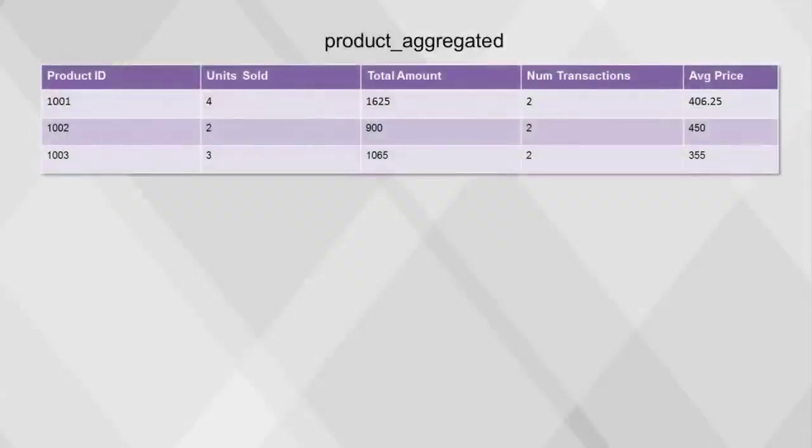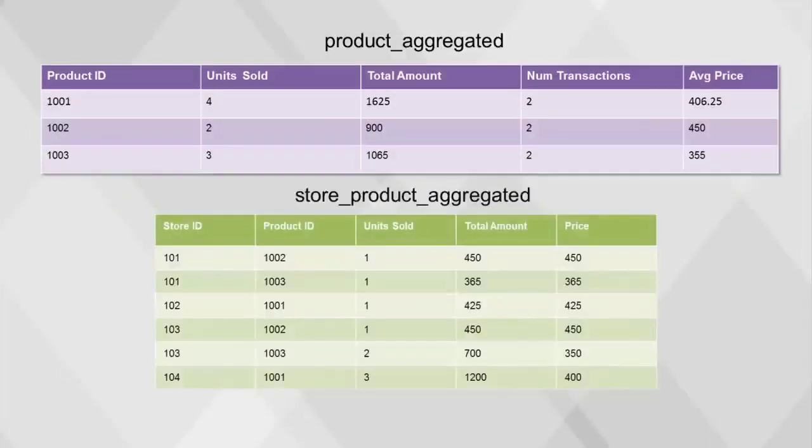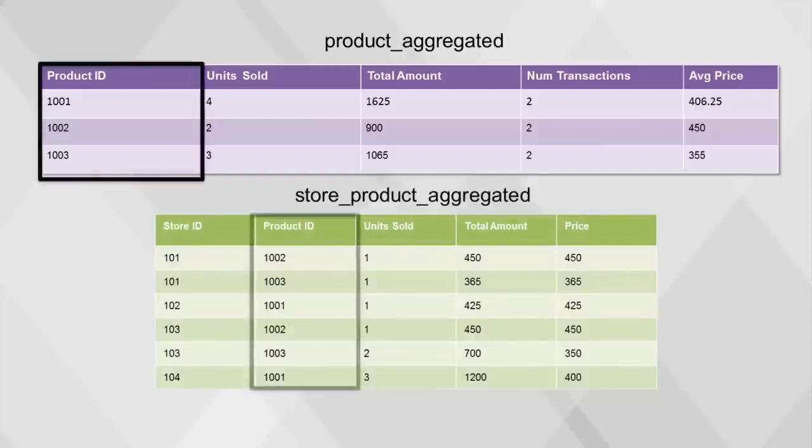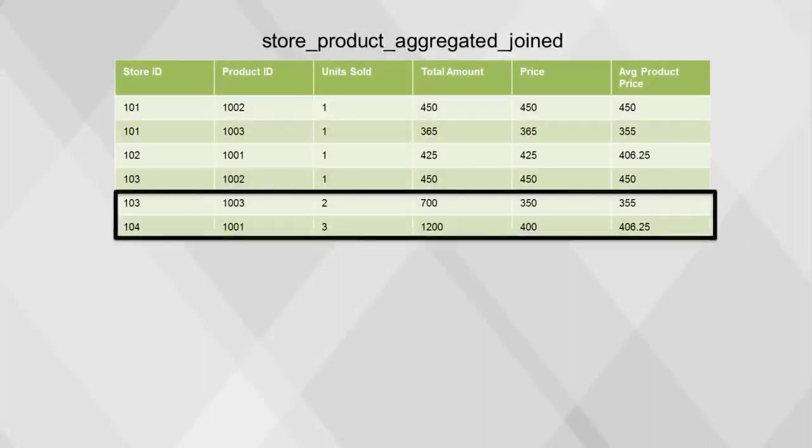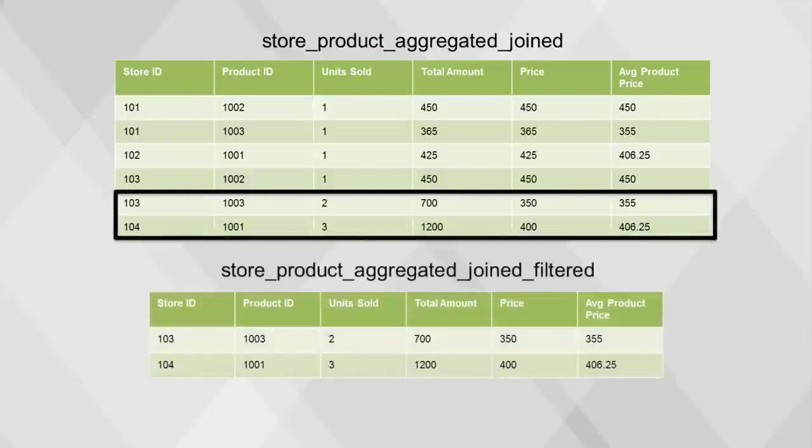The next step is to join the product aggregate table to the store product aggregate table using product ID as the common field between the two tables. This results in a table with a similar structure as the store product aggregate table, with the only difference being the new column, average product price. We filter the resulting table to only include rows where price is less than average product price. There are only 2 rows where this is true.